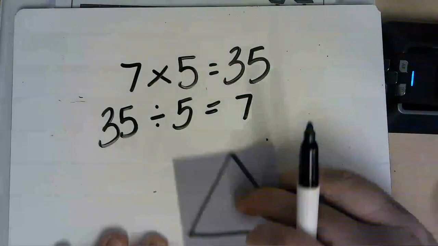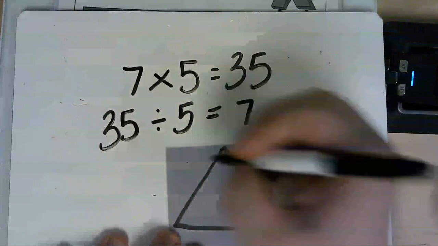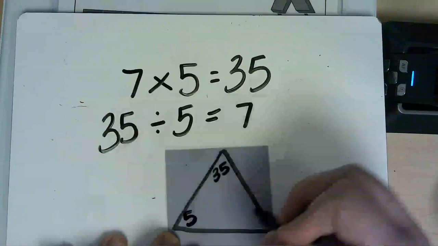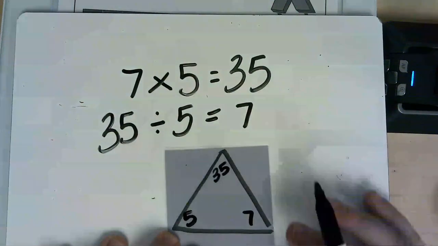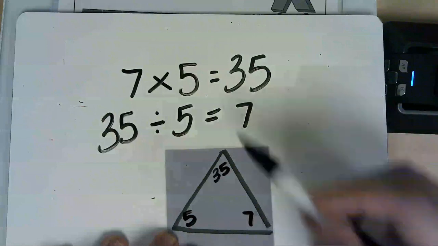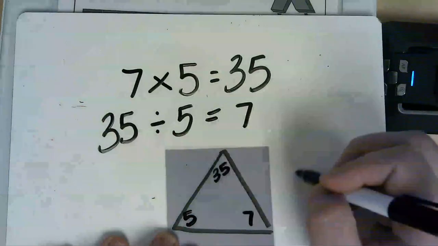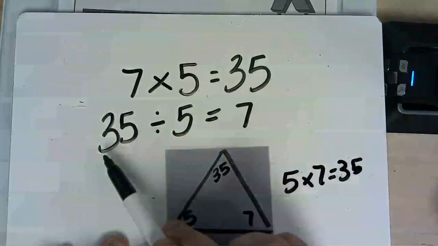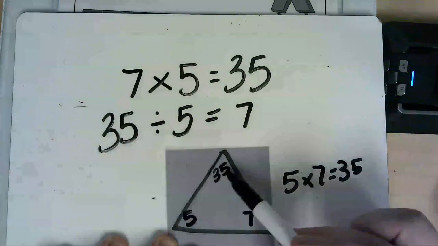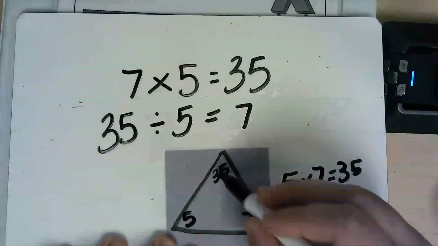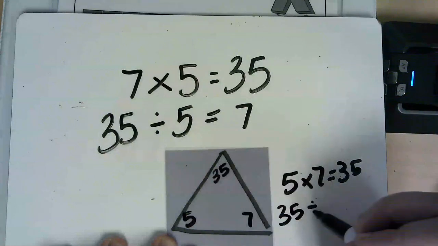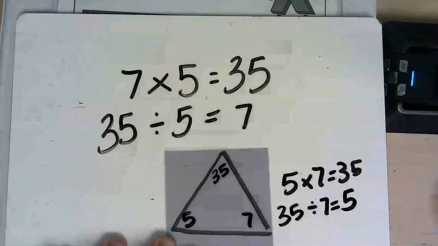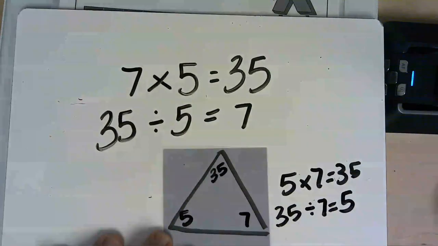We also practice that with our fact triangle, right? We put the largest number up on top. The two numbers that we can multiply together go on the bottom. Now we can write out our different multiplication and division facts. We already did 7 times 5 is 35. I could also say 5 times 7 is 35. And I've got another division problem. We did 35 divided by 5. And if I slide down the side, 35 divided by 7 equals 5. So I can do these different facts just by knowing the different parts.